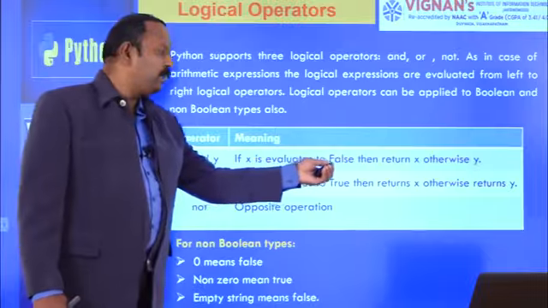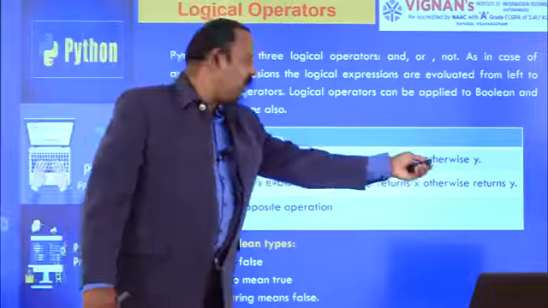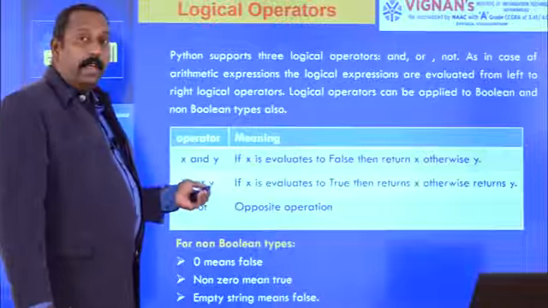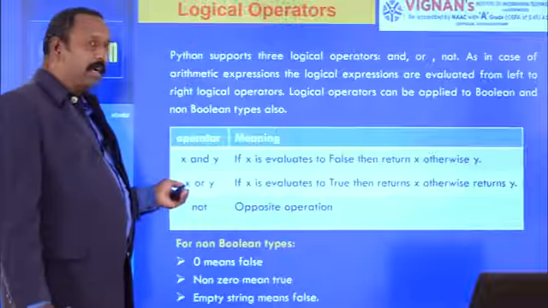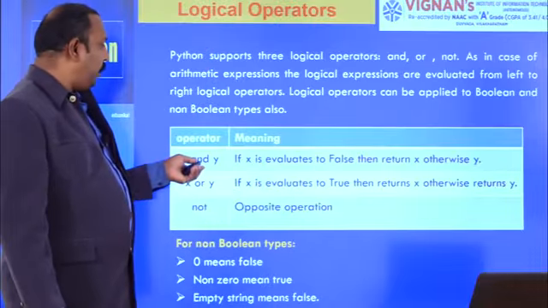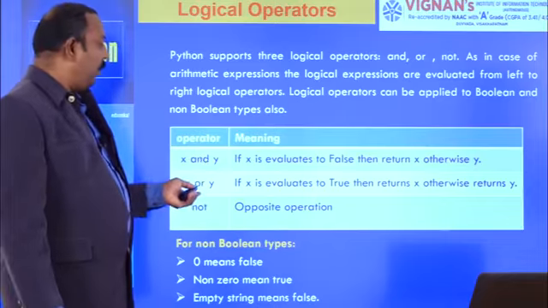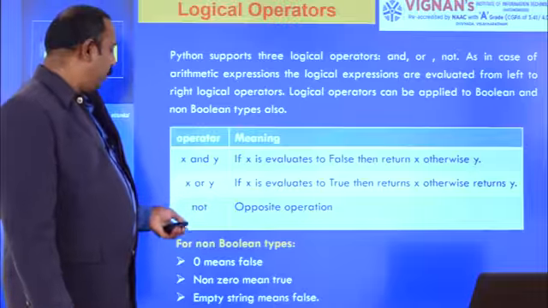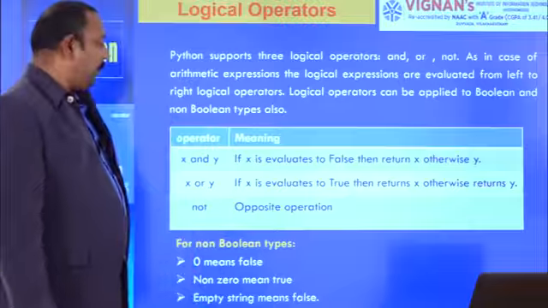If X evaluates to false, that means here X is false, it returns X, otherwise it returns Y. When coming to X or Y, if X evaluates to true, then only you will get the X value, it returns the X value, otherwise it returns the Y value. So if you use the AND operator and X is false, you will get X, otherwise you will get Y. If you are using OR and X is true, then return the X value, otherwise you will get the Y value. NOT is the opposite operation: true means false, false means true.